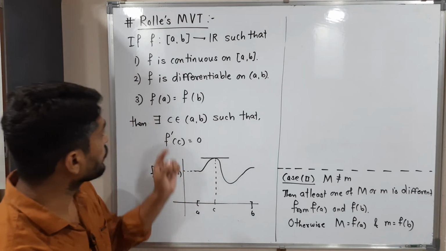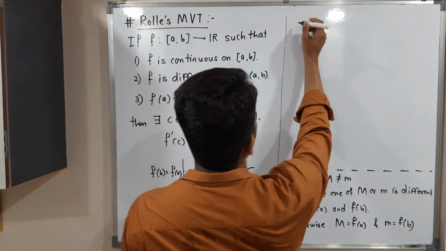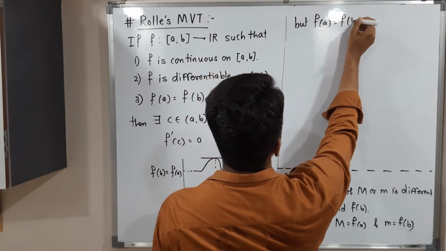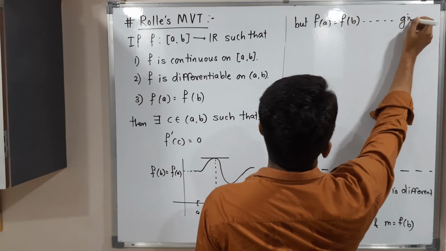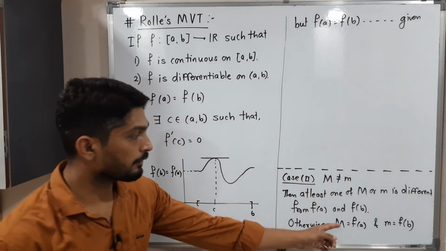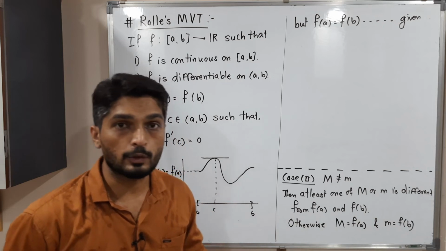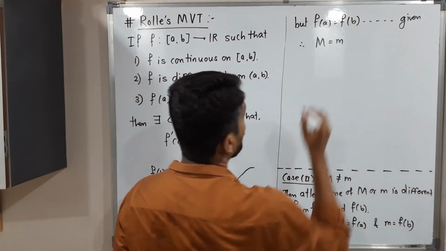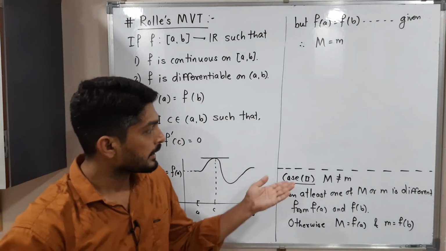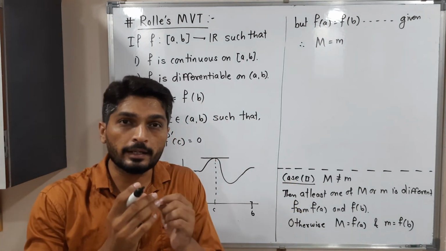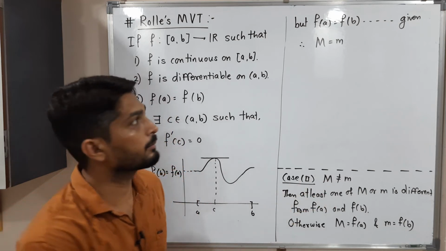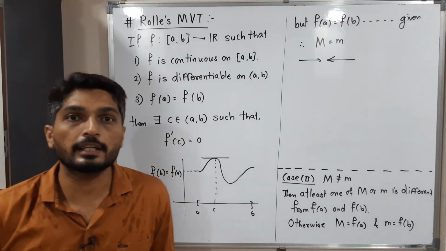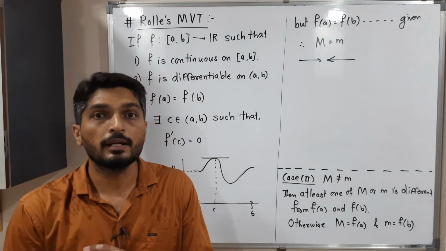But we know what is given: f of A is equal to f of B. This is the given part. And f of A is equal to capital M, f of B is equal to small m. So if I put those values here, what will I have? Capital M is equal to small m. It is not possible because at the beginning of this case we have already mentioned capital M is not equal to small m. So therefore we get a contradiction. So that's why it is not possible.